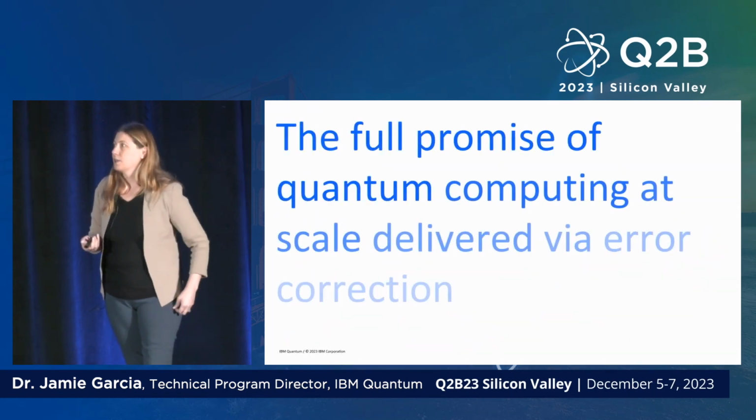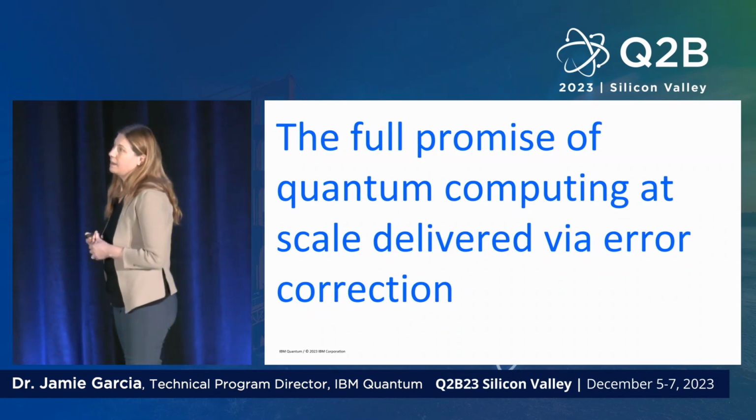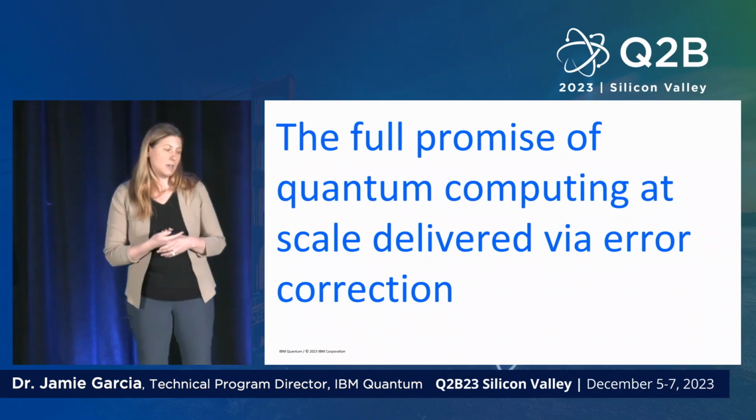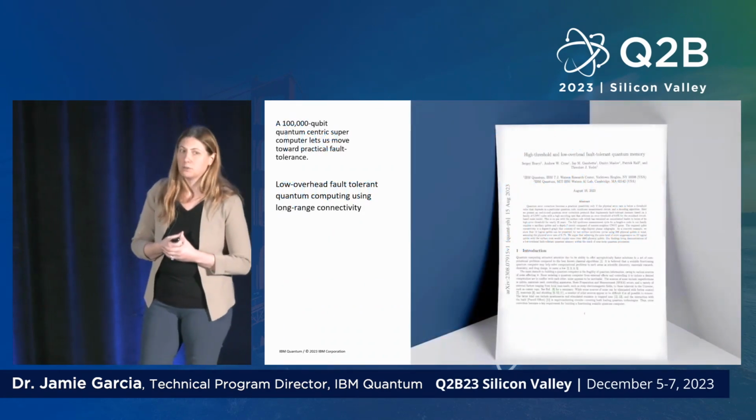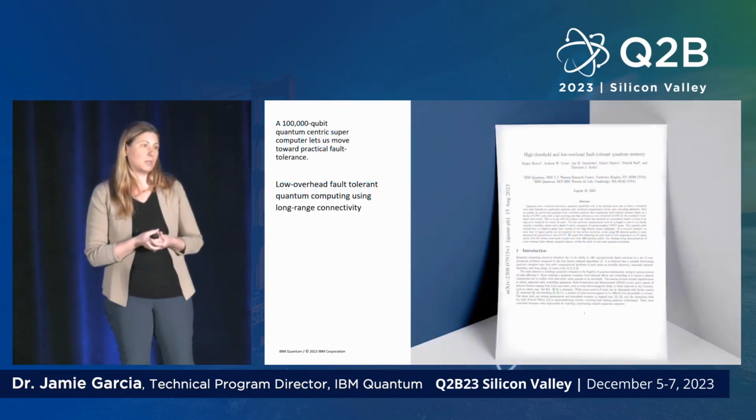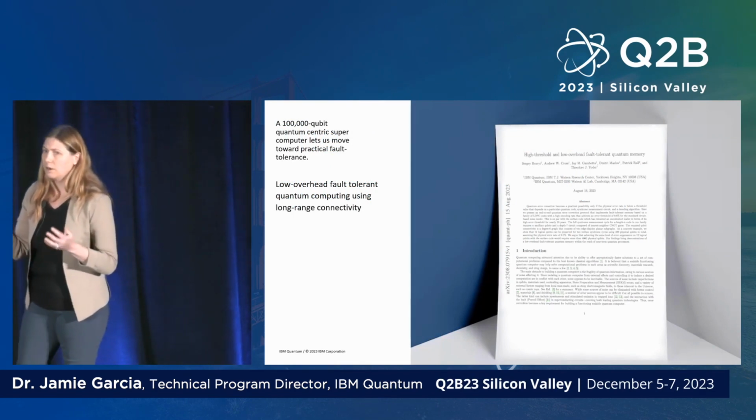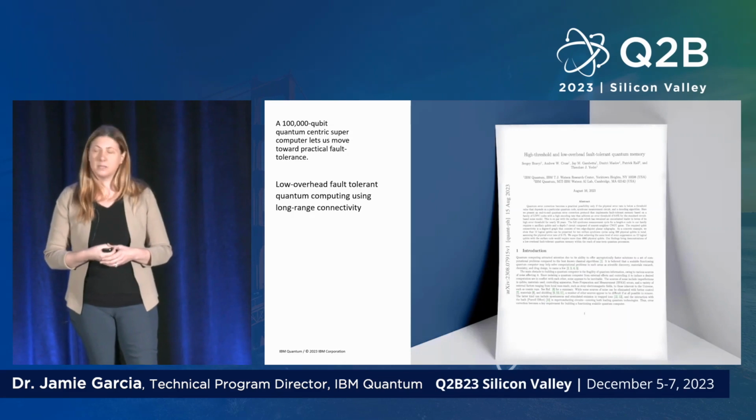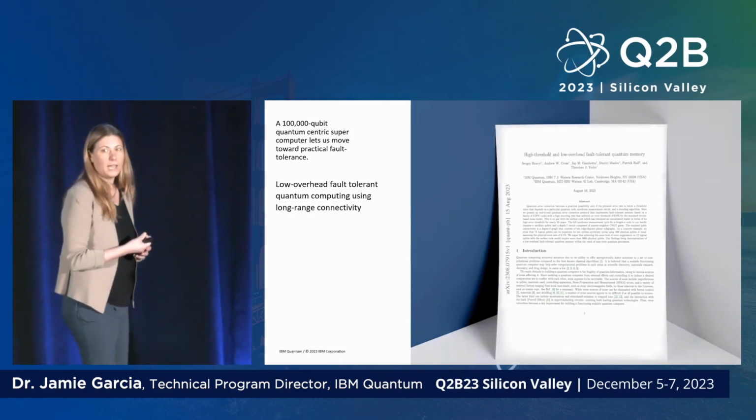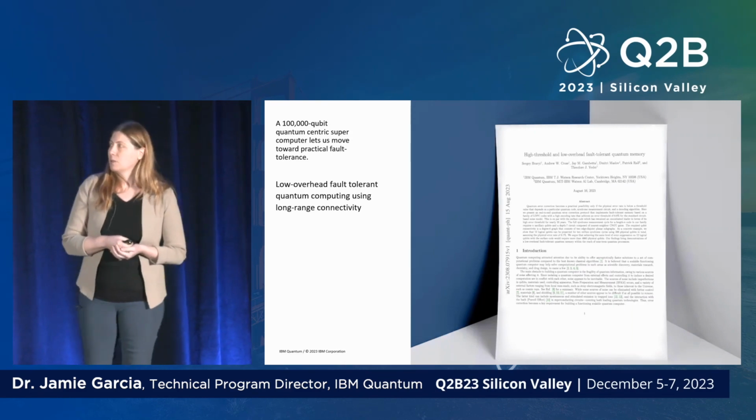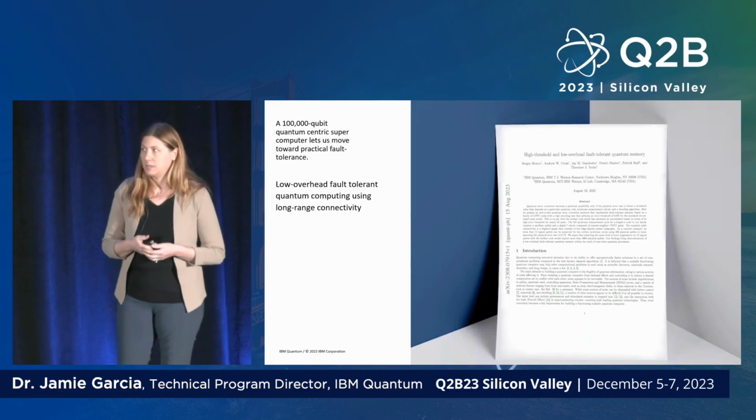Okay, so the next piece of this: quantum computing at scale delivered via error correction. We published another paper. The first one was the utility paper that I think got a lot of press. It was on Twitter, and people were talking about it, a lot of buzz. This paper was probably more quiet, if that makes sense. But basically, this was a paper that was put out on LDPC codes.